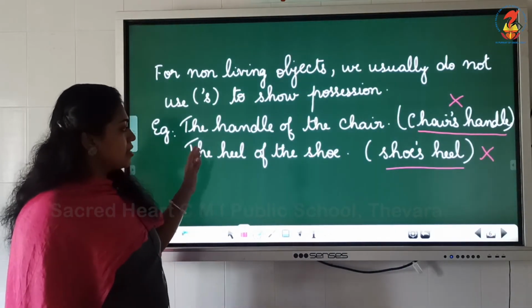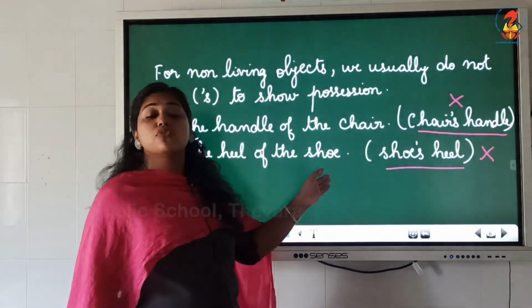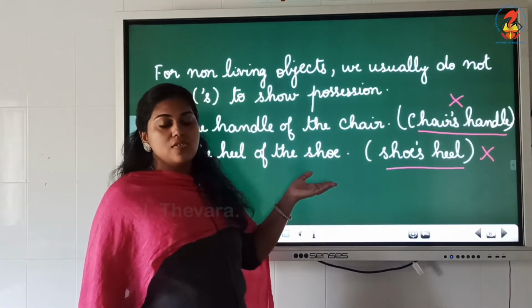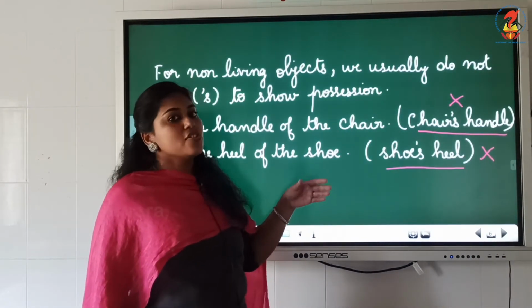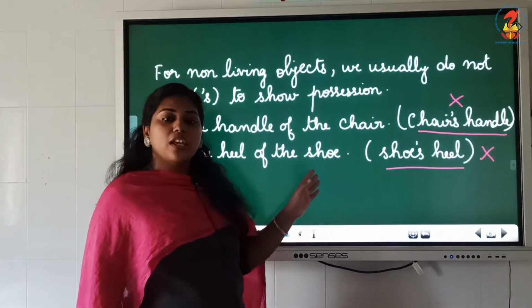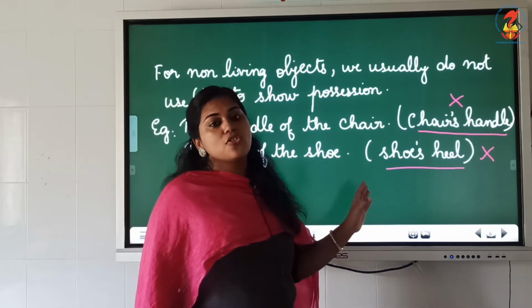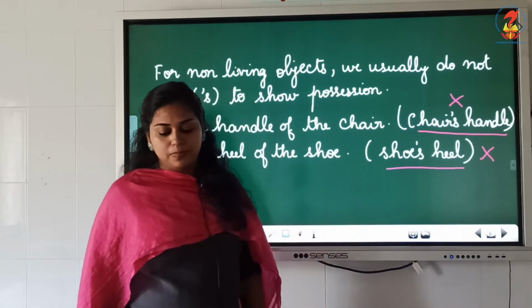Another example is the heel of the shoe. Here also, the heel of the shoe. Shoe is a neuter gender. Neuter gender means non-living thing or non-living object, right? So for that we cannot use apostrophe. There also you have to use a group of words to indicate the possession.